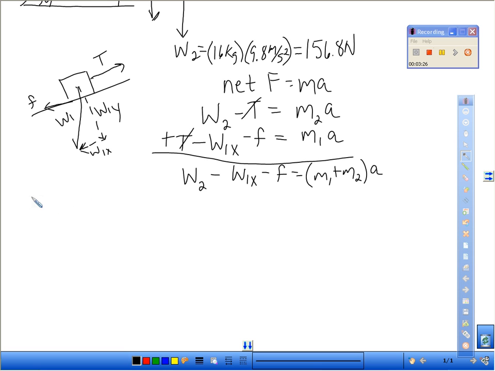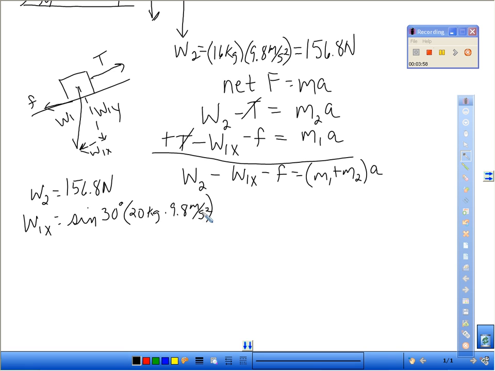Well, I haven't figured any of these values out. I know W2 because I calculated that value, and it was 156.8. W1x is going to be the sine of my angle, and I know that my ramp is at 30 degrees, so that's going to be the sine of 30 degrees times W1, which is 20 kilograms times 9.8 meters per second squared. If I take a calculator and get that value, I believe that I'm going to get 98 newtons. So W1x is 98 newtons.